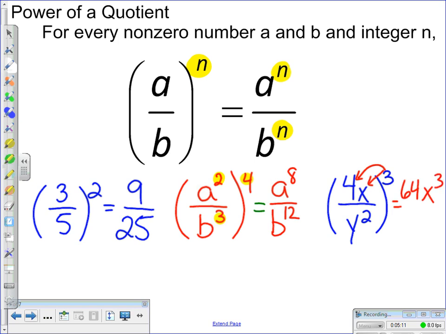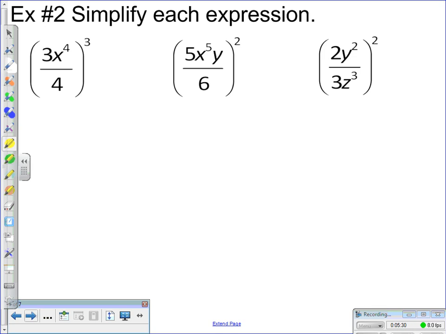64 is from 4 cubed. X cubed is from the x being cubed. And then on the bottom, remember if you already have an exponent, times those together, and then you'll get y to the 6th. All right, on the next slide, there should be a few examples for you to try. So go ahead and take a moment and work out these 3 problems.